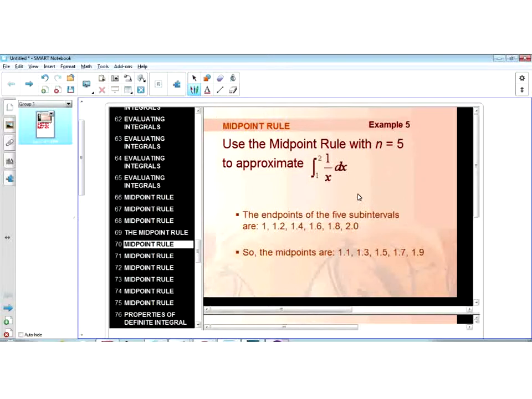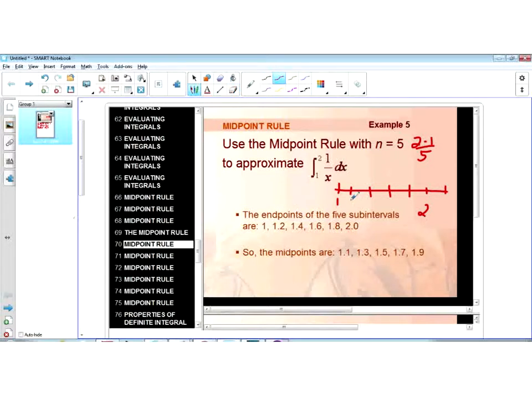So with n equals 5 from 1 to 2, we start at 1 and we end at 2. So delta x will be what? 2 minus 1 over 5. So that would be 0.2, right? So 1.2, 1.4, 1.6, 1.8, and 2. We'll put 2 here.